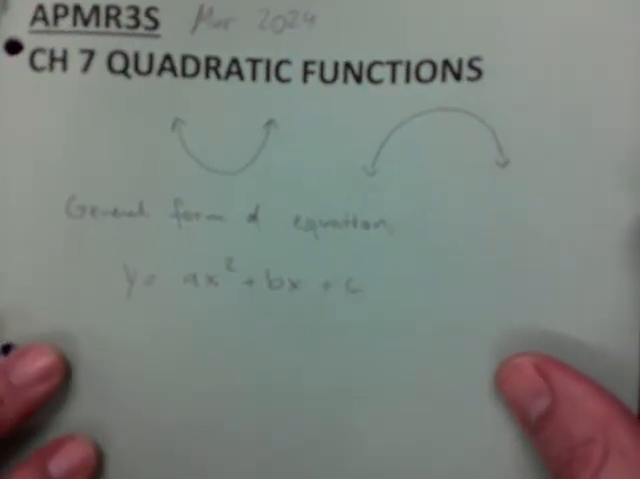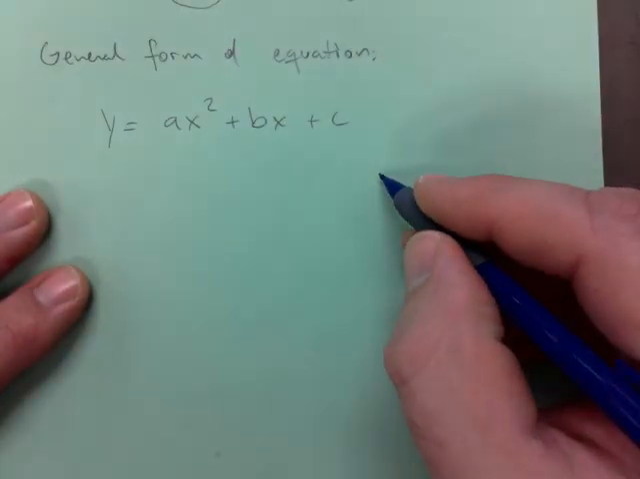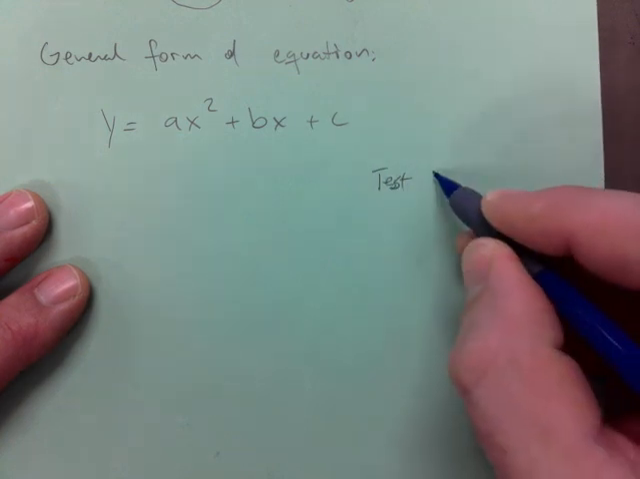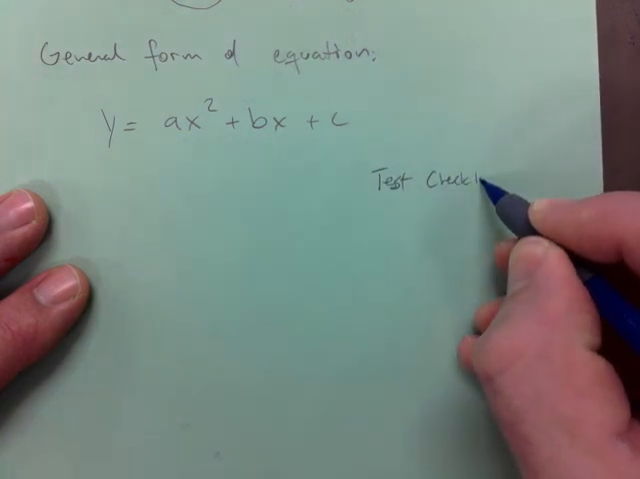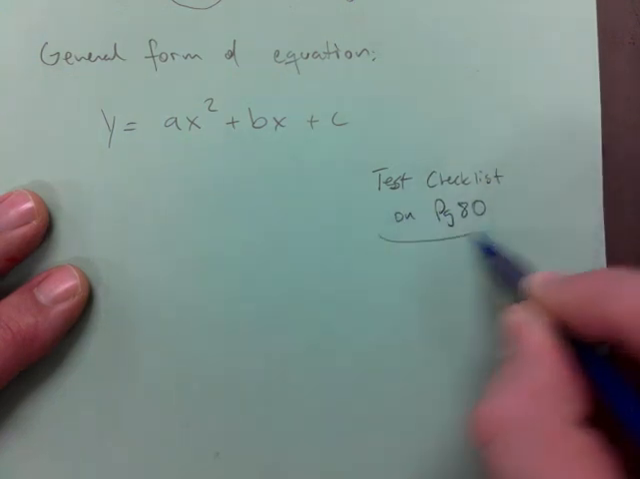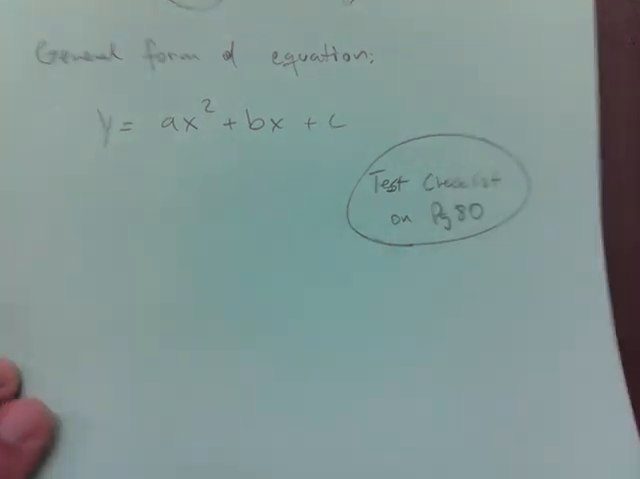All right, here we go. This is the checklist. I'm going to make a separate video for this. So this is going to be done on page 80. If you go to the front of your booklet and just tell yourself, test checklist on page 80. That way you know to go there, right? Down the road.